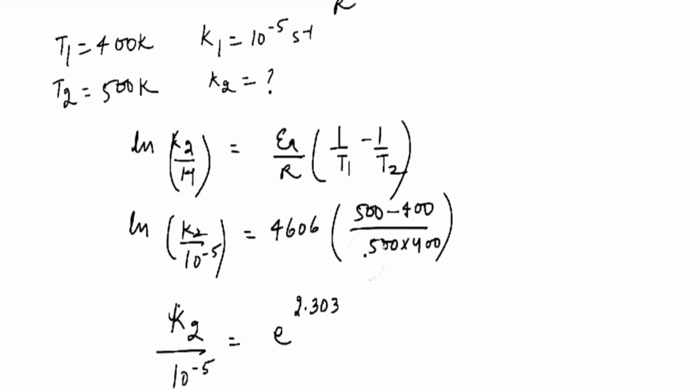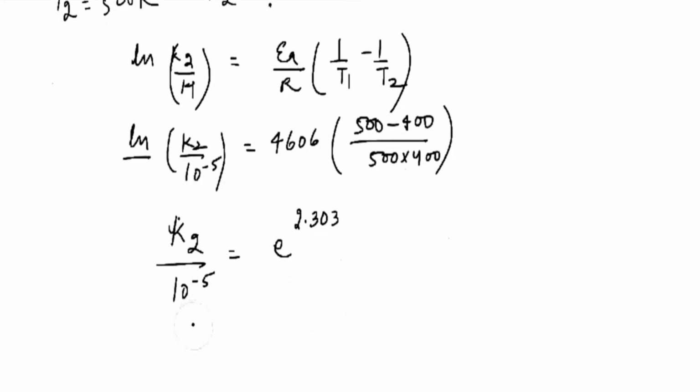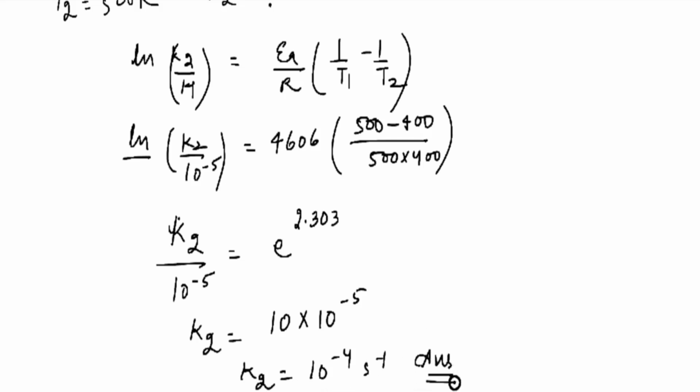When you solve this side, you will get 2.303, and when we remove ln from here, this will go into the power of e. So from here, we will get K2 is equal to e to the power 2.303, which is actually equal to 10 into 10 power minus 5. So the value of K2 comes out to be 10 to the power minus 4 second inverse, and that's the correct answer for the question.